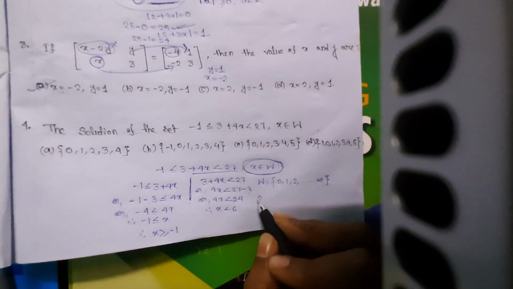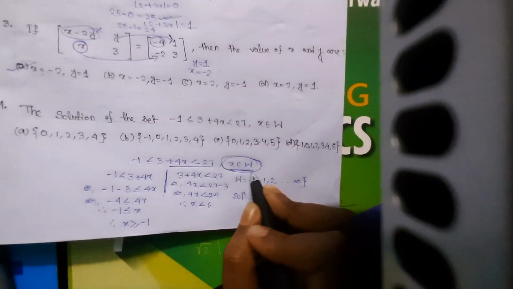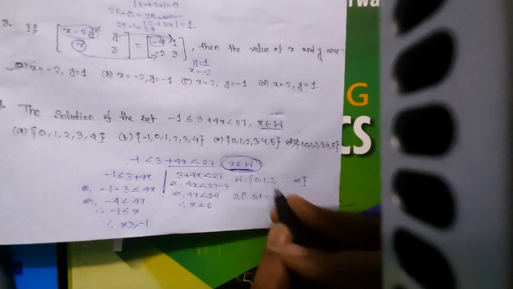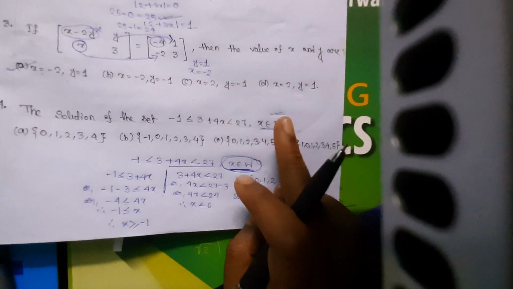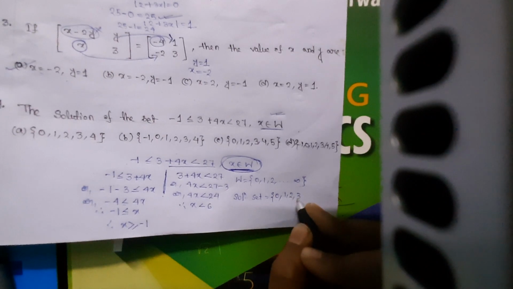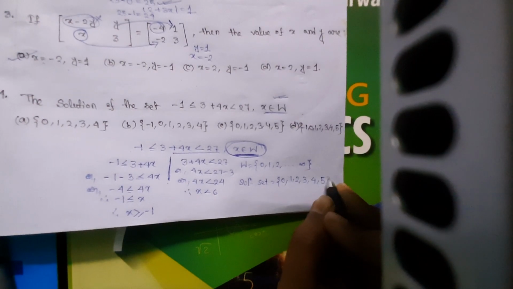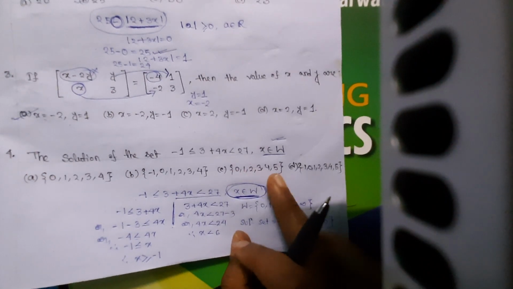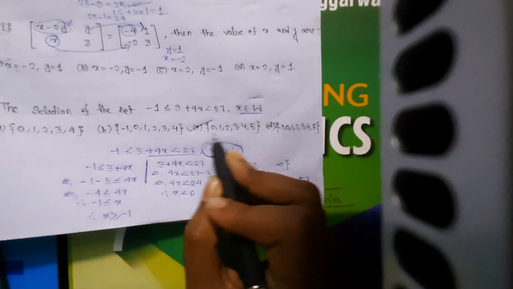So your solution set will start from 0. Since x belongs to whole number, always see this. This is mandatory for your answer. If nothing is mentioned here, then you can consider minus 1. Since they mention x belongs to whole number, you have to start from 0, 1, 2, 3, 4 and the last one is 5. Since x is less than 6, you take 5 as the last number. So your solution set will be 0, 1, 2, 3, 4, 5. That is mentioned in option C, so your answer will be option C.